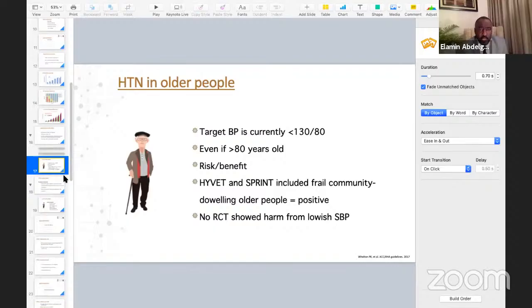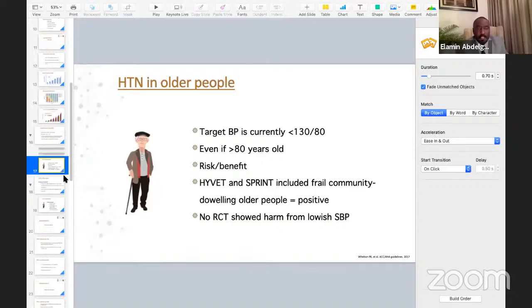So in general, the target is less than 130/80. Even patients with quite advanced age need to be treated and well controlled. But we need to weigh the risk and benefit. So for patients who are quite active, living in the community, we need to properly control the blood pressure to the lowest reading possible, which is usually around 130 plus or minus, but we shouldn't go as low as 120. However, from the SPRINT trial, we've got an even better, favorable outcome with blood pressure readings of 120/80. No randomized control trials have shown a harm from going quite low with the blood pressure.